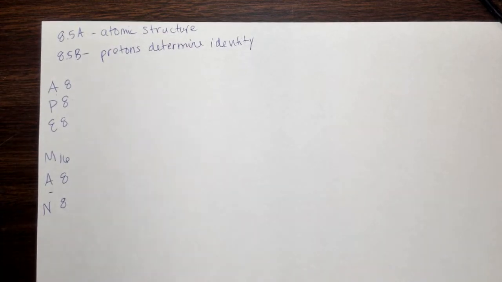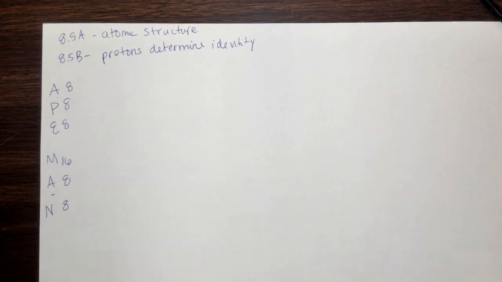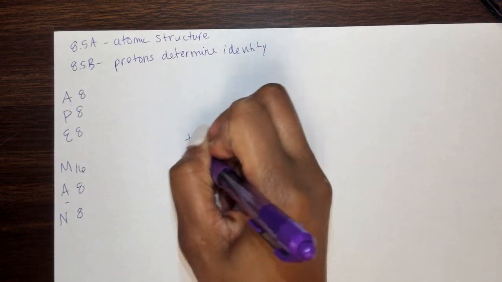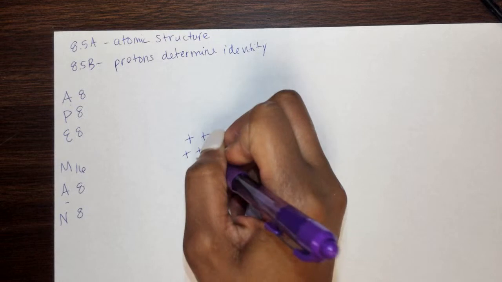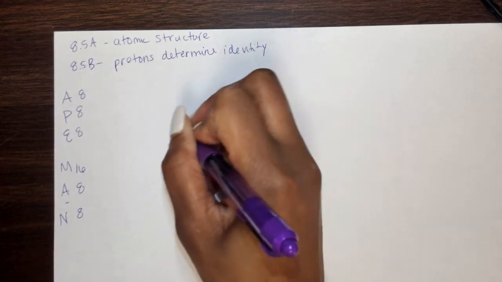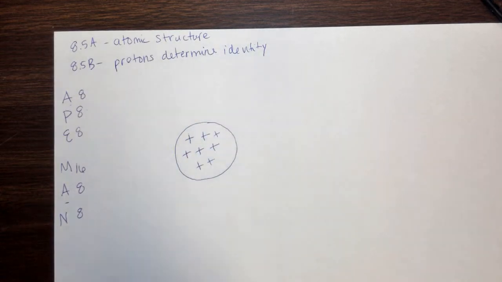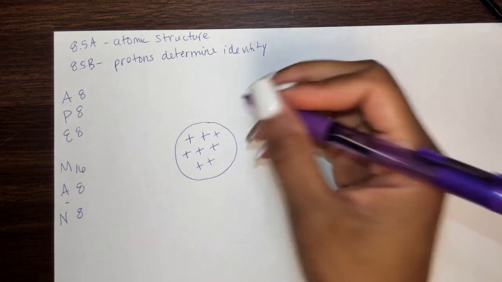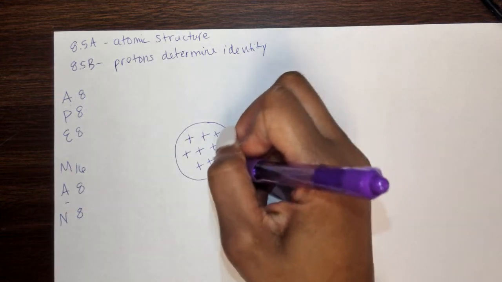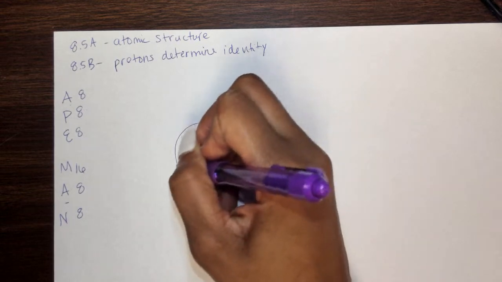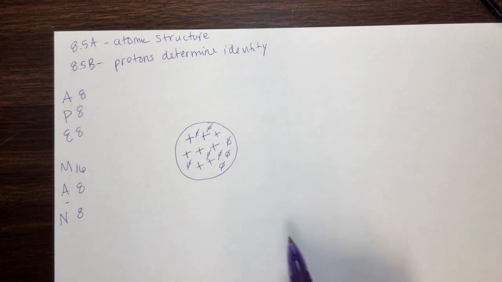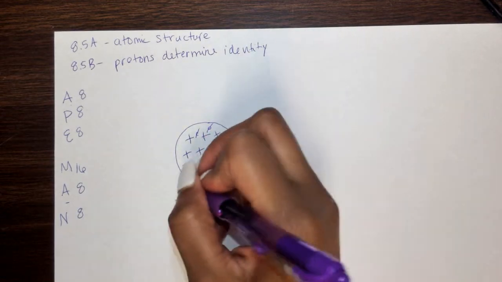Alright, so, sorry about that. Let me go ahead and draw the Bohr model. So I have 8 protons. 1, 2, 3, 4, 5, 6, 7, 8. Protons are in the nucleus, and they have a positive charge. I have 8 neutrons. Neutrons have no charge. 1, 2, 3, 4, 5, 6, 7, and 8. And then I have 8 electrons.